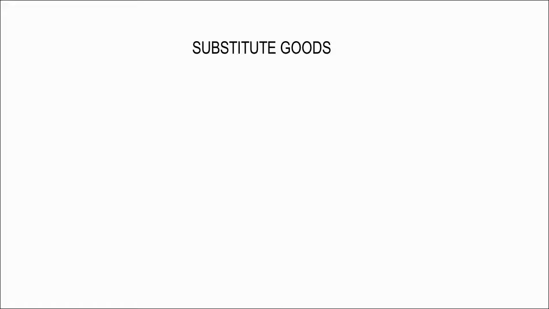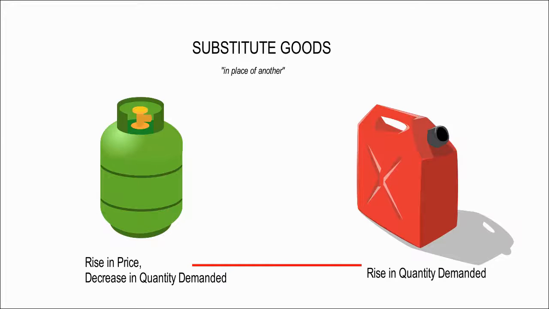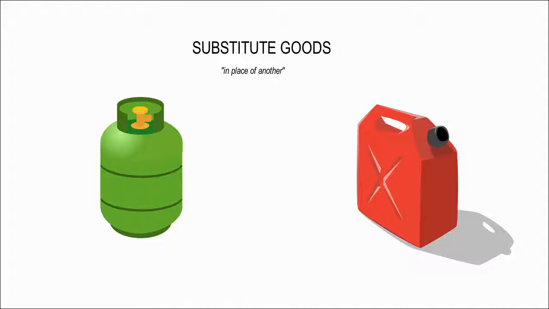Substitute goods are goods that can be used in place of another, such that an increase in price of one good tends to increase the quantity demanded of its substitute good. For example, if the price of gasoline increases, its quantity demanded tends to decline and the demand for LPG will rise. In this case, where goods are substitutes, cross-elasticity of demand is positive.